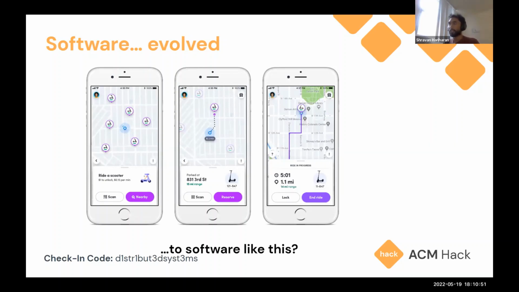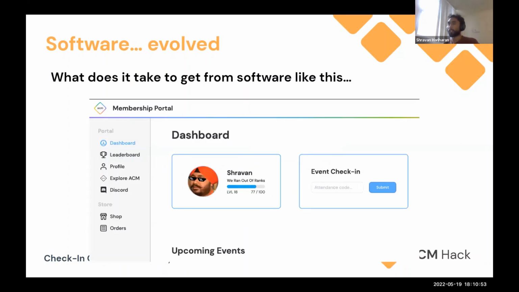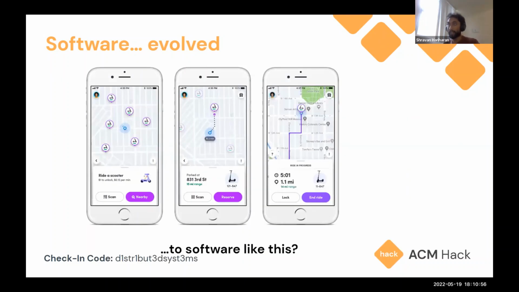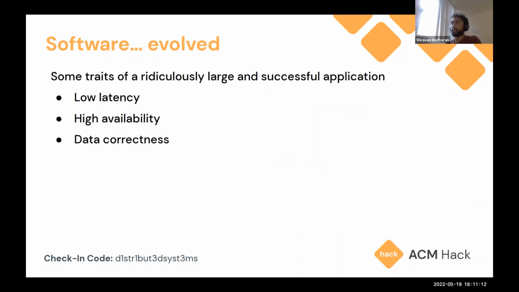How do we go from something like a dashboard on a membership portal to an application that is being used by millions and billions of users? Now we won't be able to go over how to get users in this application. I think that would be more of an ACM Innovate workshop, teaching how to market your application. But we're really going to look at some traits of large and successful applications and how we can guarantee these traits based on the technology that we choose when we're building these applications.